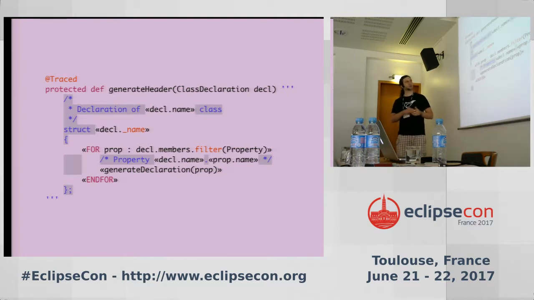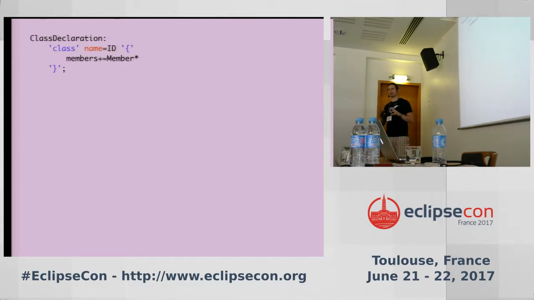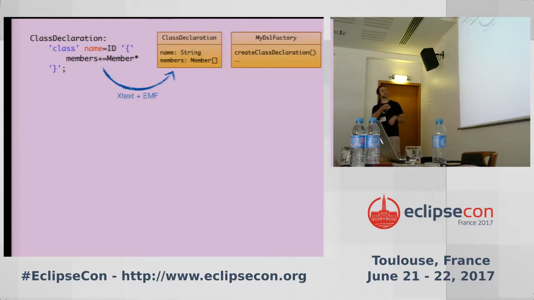Now I want to explain a little bit more where this comes from, because this _name is actually generated automatically, specifically for your DSL. And this is done using the meta model of your DSL. So let's get back to the grammar definition of the class declarations. We see we have name and members as properties. Xtext, using EMF, generates a class declaration EMF class from this with exactly these properties, name and members. And it also generates a factory that can be used to create instances of that.